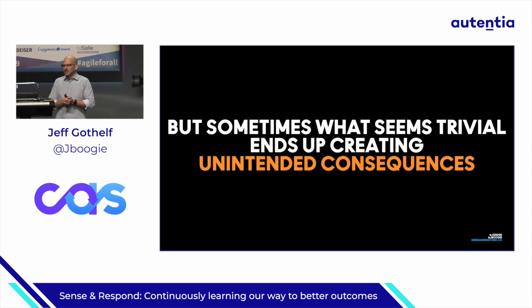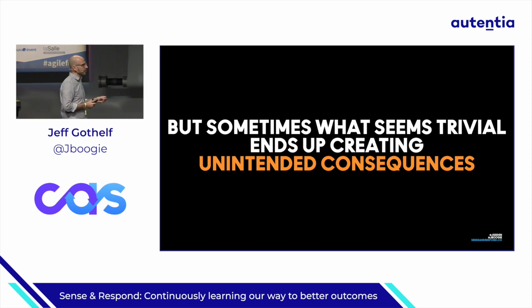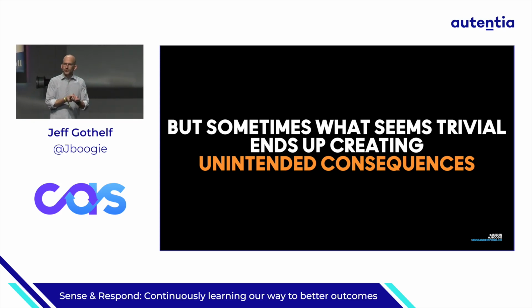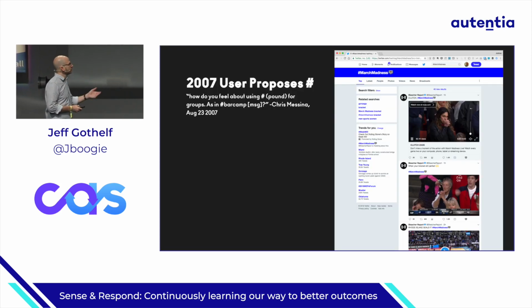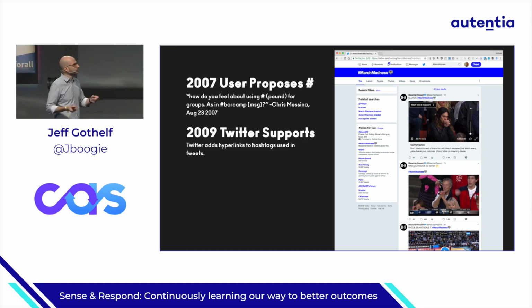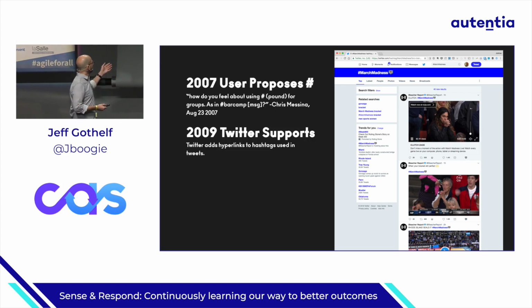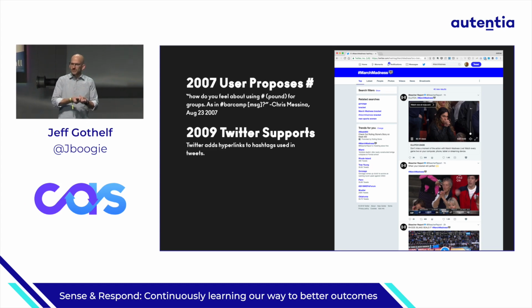But here's where this thing goes a little sideways. Sometimes, as we optimize for these changes in behavior, the things that seem trivial to us end up creating unintended consequences, right? Things that may seem trivial at first. Let's take Twitter for a second, right? All the things that we use today on Twitter, other than the basic tweeting functions, emerged from the use of the system, right? Hashtags were invented by Chris Messina, hyperlinks to hashtags, right? Twitter didn't come up with hashtags. They emerged through the use of the system.